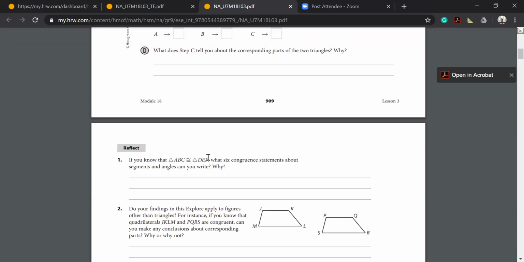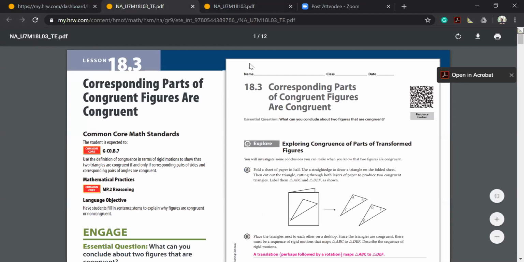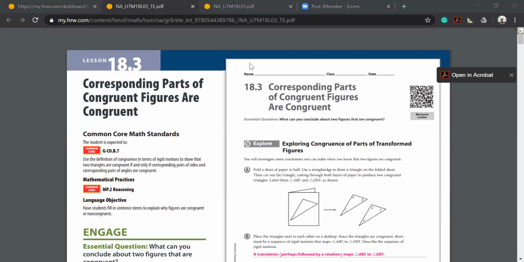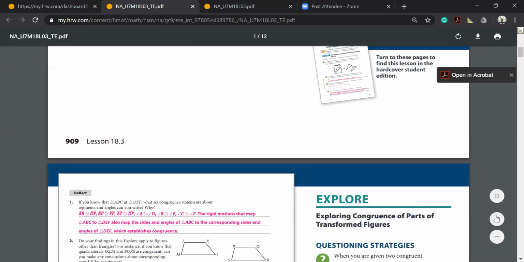Those are the sides. Let's talk about the 3 angles. Angle A is congruent to angle D. Angle B is congruent to angle E. Angle C is congruent to angle F. And why? Because corresponding parts of congruent figures are congruent. So this is what you are going to write. You are going to write this exactly. Yes, this is what we wrote exactly.